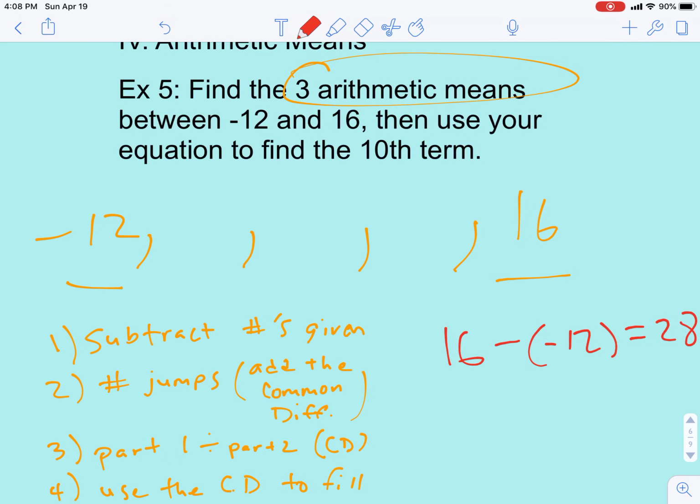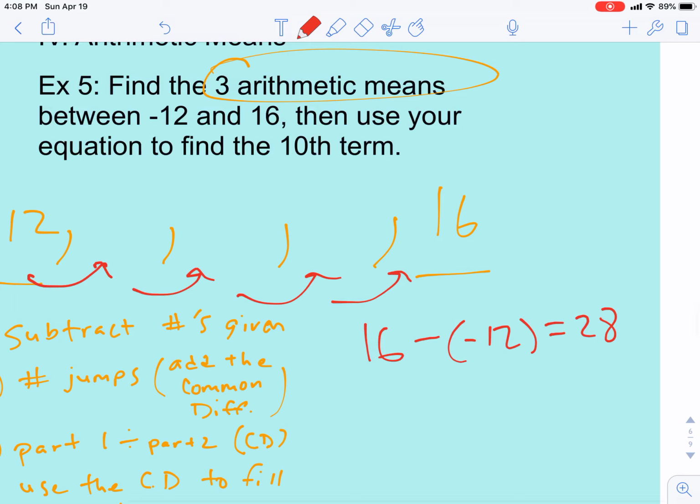Okay, now we're going to find the number of jumps. If we started our sequence at negative 12, we're going to have to add the common difference once, twice, 3 times, 4 times. That's how I look at it as the number of jumps. We're thinking of going from negative 12 to 16. How many times do I got to make a jump? That number was 4. 1, 2, 3, 4 jumps. So we're going to take 28 and divide it by 4, we get 7. We just found out our common difference was 7.